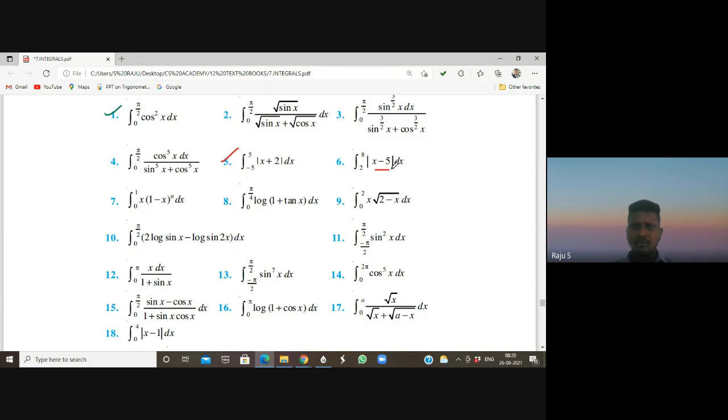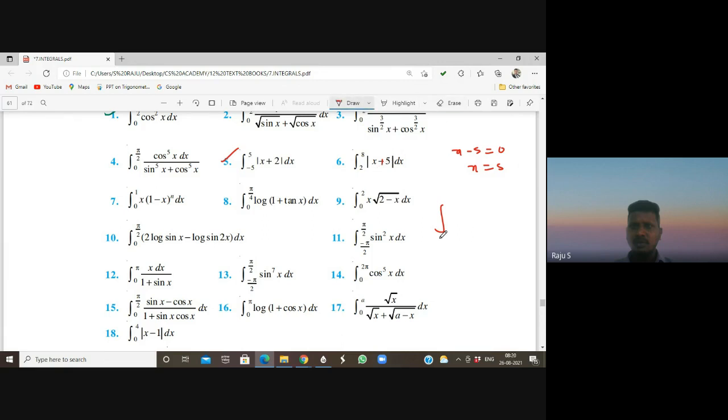Here, x minus 5 equal to 0 means x is equal to 5. Here you have to split the function. If it is plus 5, no problem, but here it is a minus 5. So we can split the interval 2 to 5 plus 5 to 8. Here it is minus of x minus 5, here plus of x minus 5. Clear, students? x minus 5 equating to 0, x is equal to 5. 2 to 8 you can split into 2 to 5 and 5 to 8. That's all, then after you can do it.